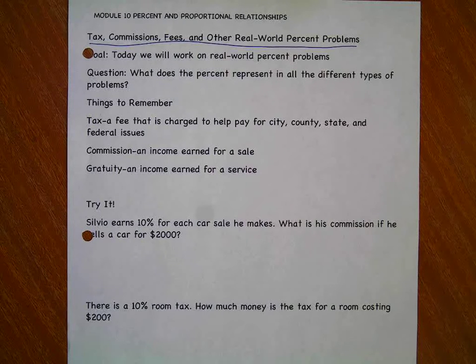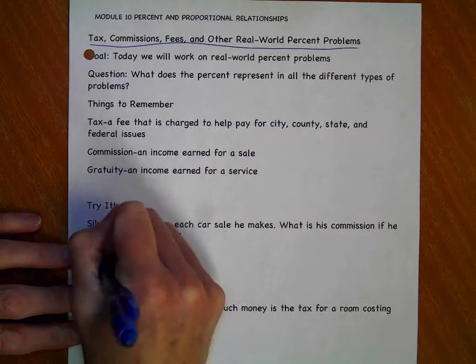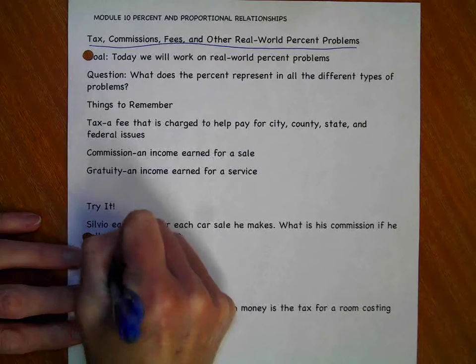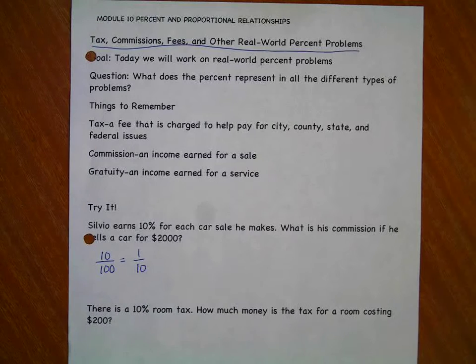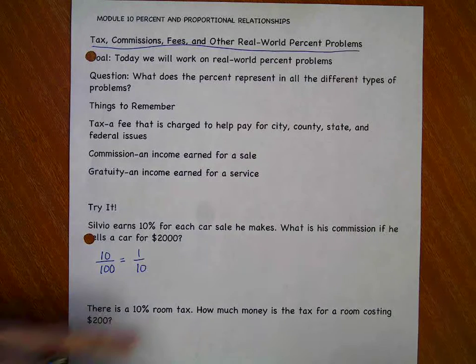Silvio earns 10% for each car sale that he makes. What is his commission if he sells a car for $2,000? So the first thing that I like to do, kiddos, is remember that when you have a percent, the only way that you can work with it is if you change it out of the percent sign. So Silvio earns 10%, which is really 10 out of 100, right? And we can simplify that so that it says 1/10. So it's saying that Silvio earns 1/10 for each car sale that he makes. What is the commission if he sells the car for $2,000?